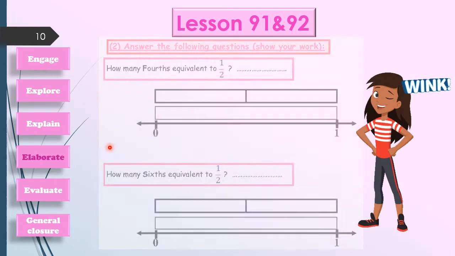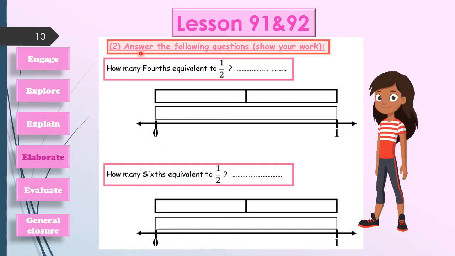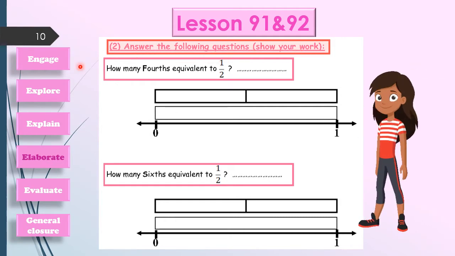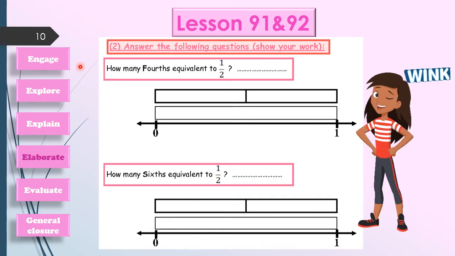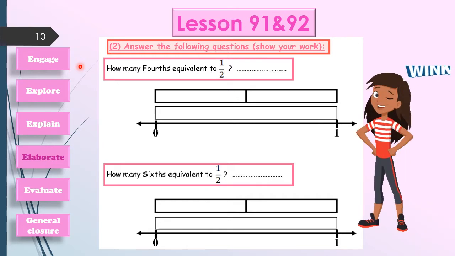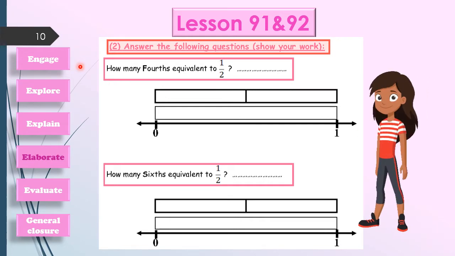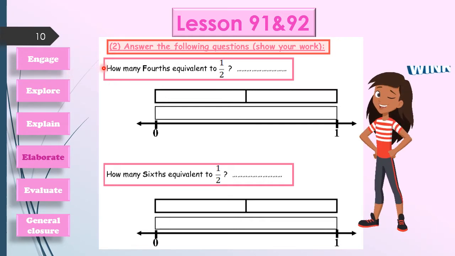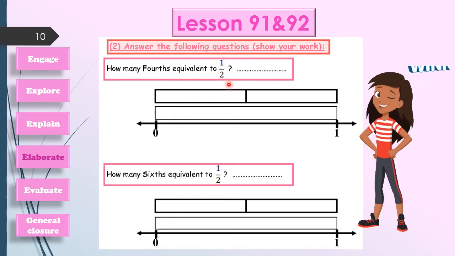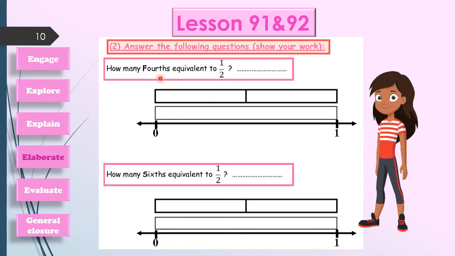Now let's go to exercise number 2. Answer the following questions. Show your work. You must show your work using your drawings, your understanding, your colors, okay, and your mathematical way. How many fourths are equivalent to half? How many fourths are equivalent to half? Fourths means, yes, 4 equal parts.